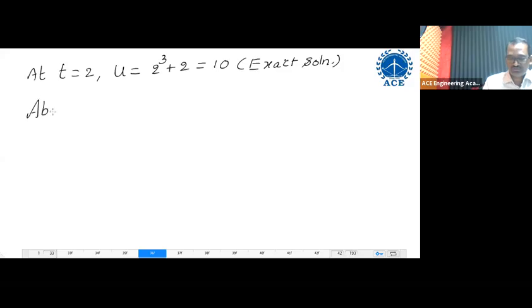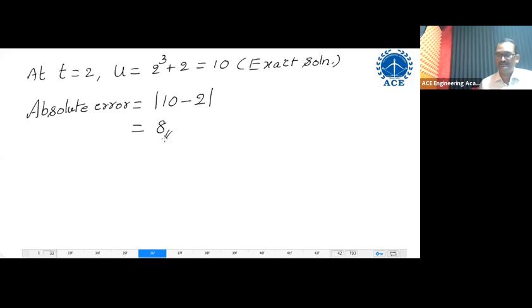Therefore, absolute error is equal to modulus of exact solution minus approximate solution, that is 8. Similarly, note this and try yourself.